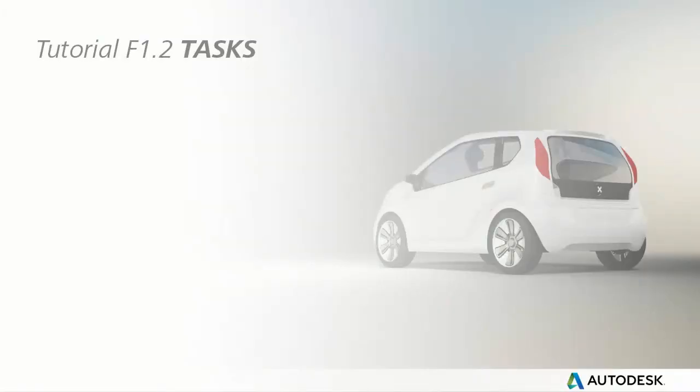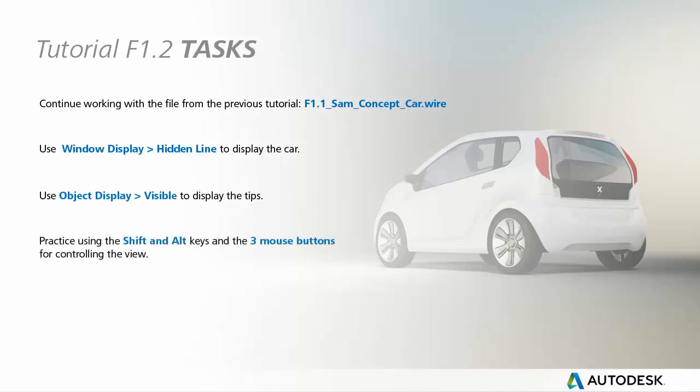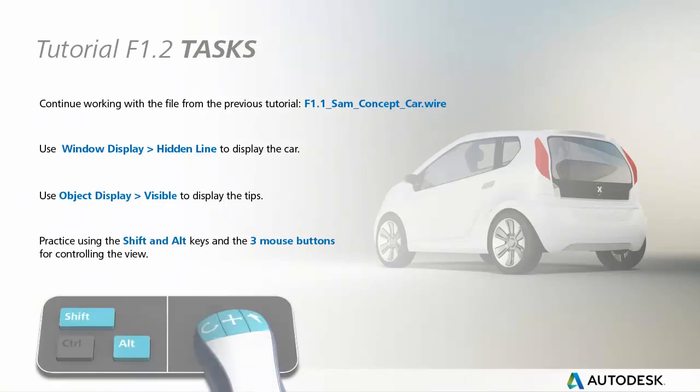So keep working on Sam's car to practice the viewing, and you might want to choose a hidden line display instead of the Vis1. If you want to see the tips page, then use Object Display Visible, and just practice using those Shift and Alt keys along with the 3 mouse buttons until it starts to become a more natural way of interacting with the model.